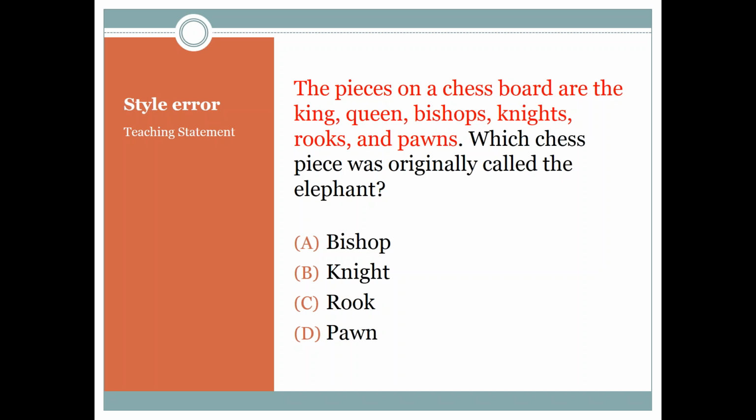So the first style error here we're going to look at is a teaching statement. Just to read it really quickly, the pieces on a chessboard are the king, queen, bishop, knights, rooks, and pawns. And then you have the stimulus, which chess piece was originally called the elephant. Looking at this item, everything that's red is a teaching statement. That is information that is not important to the item itself. It provides information that a candidate maybe didn't know and could use on a future item within the examination. So if the secondary part, which chess piece was originally called the elephant, can stand alone as an item, you want to completely remove that teaching statement.